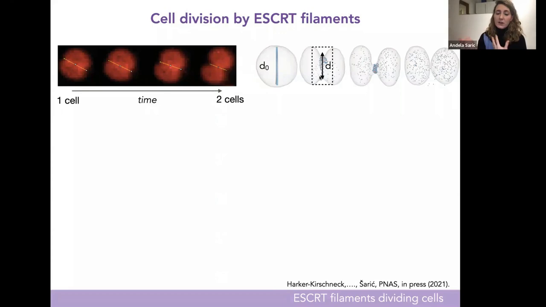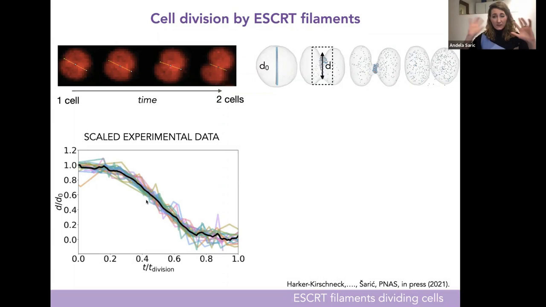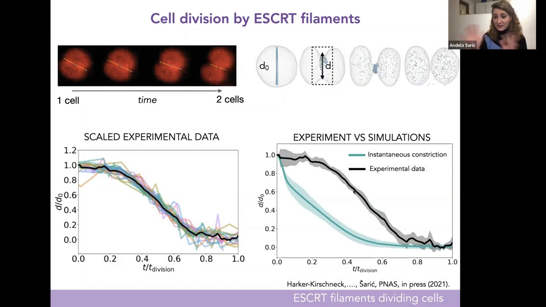And surprisingly, these cells can have slightly different sizes. So if we scale the diameter with the initial size and the time with the total division time, all the cells fall onto the same curve. There's a plateau in the beginning, then almost a linear decrease in the diameter, followed by a plateau. And then we measure exactly the same in our simulations. Again, all the data falls on the same curve, but the two curves, experiment and simulations, don't really match at all. In our simulations, we decrease the diameter very quickly, followed by a plateau.